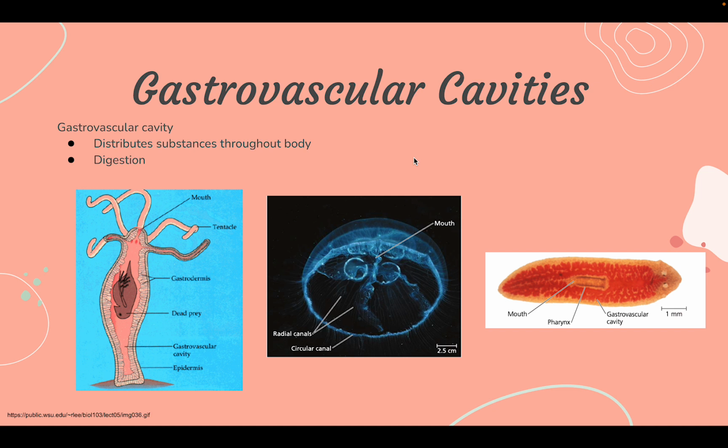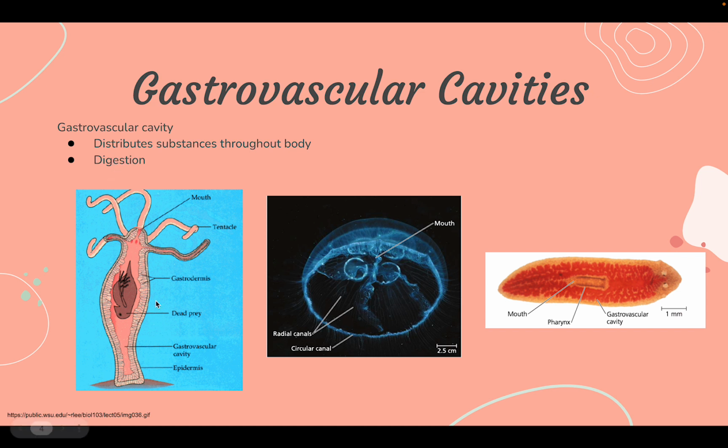So, the simplest body plan we have is a gastrovascular cavity. Essentially, it's like a big sac with one opening. And this sac might be folded into different shapes. Like you see a jellyfish and you wouldn't think that there's a sac within its body. But essentially that's what it is. When you go through the mouth, there's a bunch of canals, but those are all one continuous space. And the purpose of a gastrovascular cavity is to distribute substances throughout the body and also digest.